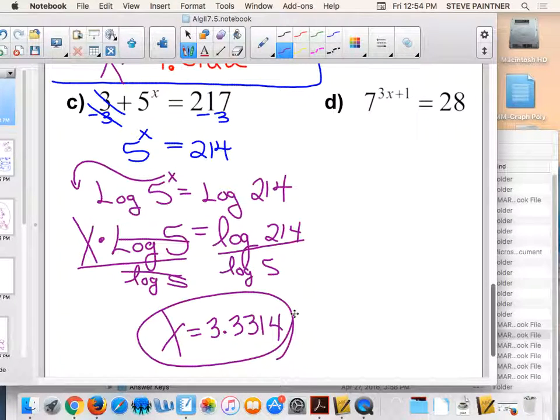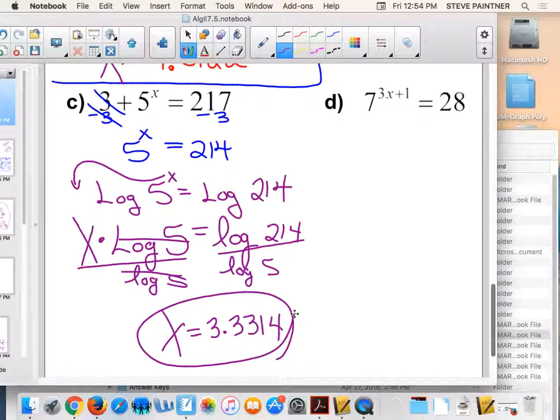And again, I never trust these answers. So I plug it in, just type it back in and make sure when I take 3 plus 5 to the 3.3314 power, do I actually get 217? I do it, especially on a quiz, especially on a test. I don't sit there and go, oh, I trust this answer. Which is really close, right?